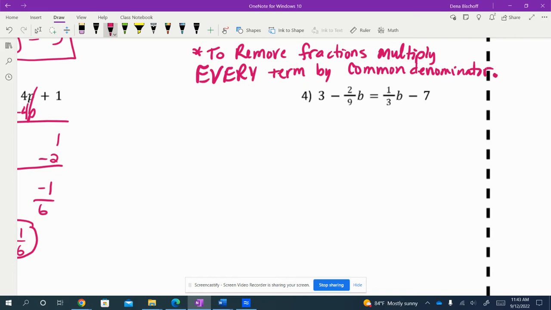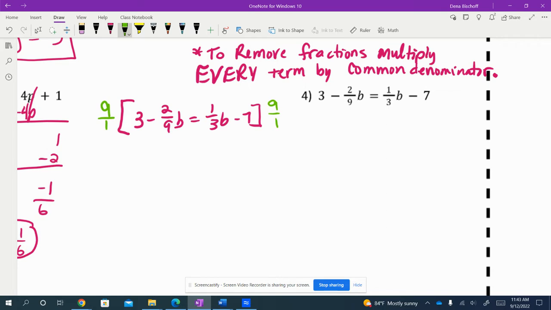We're going to multiply by 9 because it's the smallest, and I want to show you what happens, okay? And then I'll do it the other way, dealing with the fractions. But you guys had a fraction question on your quiz, and we struggled with that. So over here, I'm going to rewrite the problem. 3 minus 2/9 b equals 1/3 b minus 7. And I am going to multiply every single thing by 9.